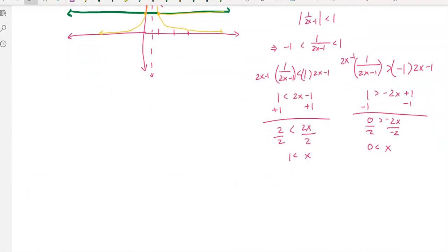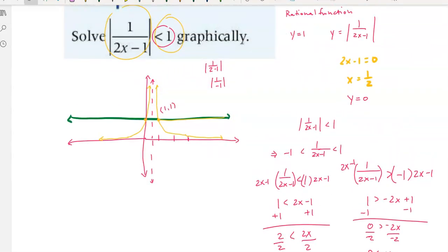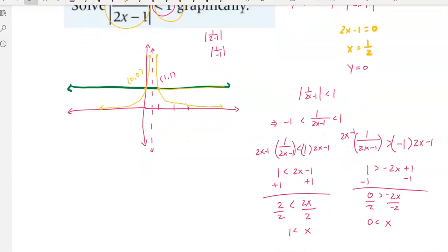And that's the thing about graphing rational functions. You just have to take your time and figure out all the little points. And you don't even need that many points as long as you find the asymptote and you know where it goes within those asymptotes. Okay, this was 0. So that was graphically, I solved it.